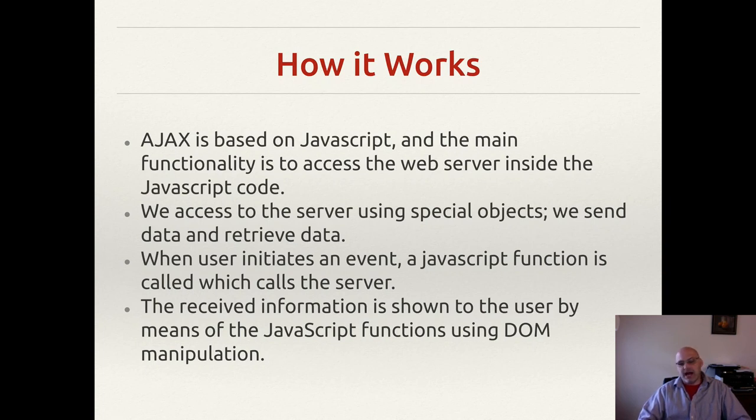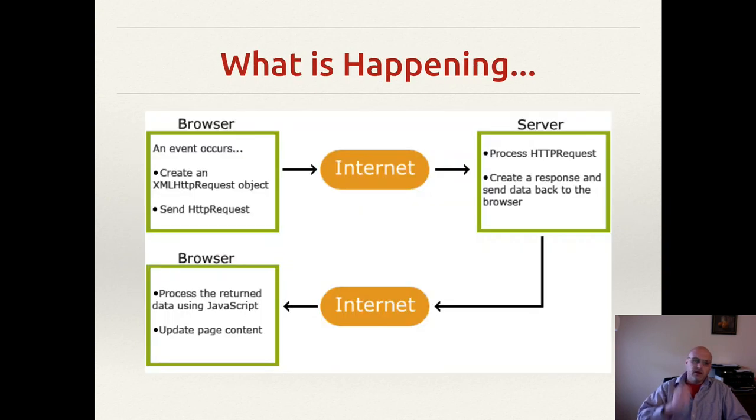Once we get it back, we're going to use the document object model if we need to change the HTML in any way. Remember that we can use items like innerHTML and getElementById to look for different parts of the DOM and change it. Here's a visual on how this is all happening.